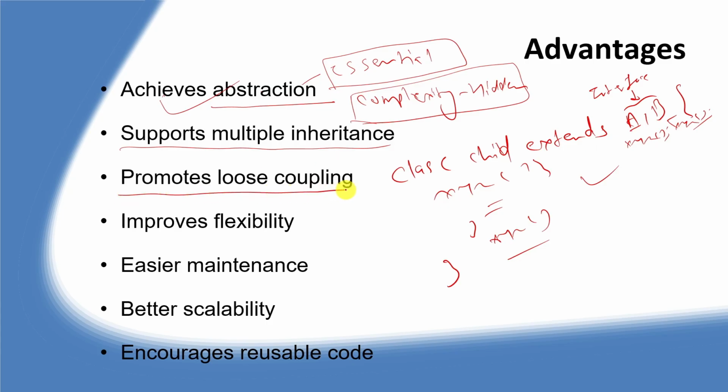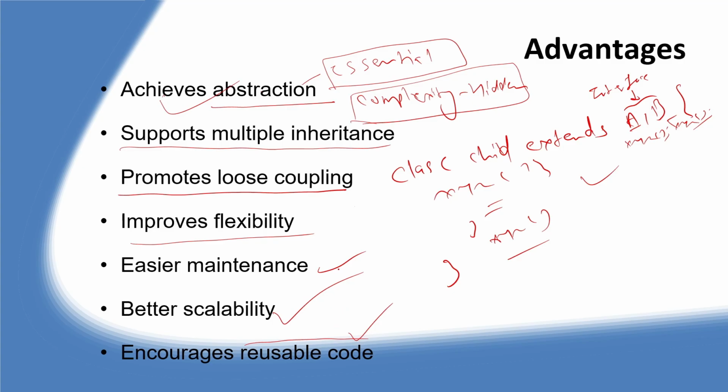It promotes loose coupling. We can have one interface and multiple implementation classes based on our requirement. That's what we call loose coupling. It improves flexibility, easier maintenance, and better scalability. If the application is becoming scalable, we can easily scale with this concept. It encourages reusable code. So these are the advantages of an interface.